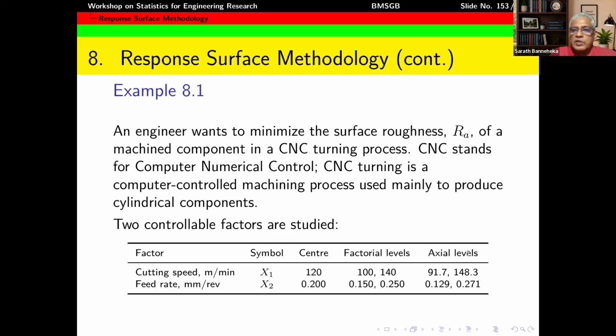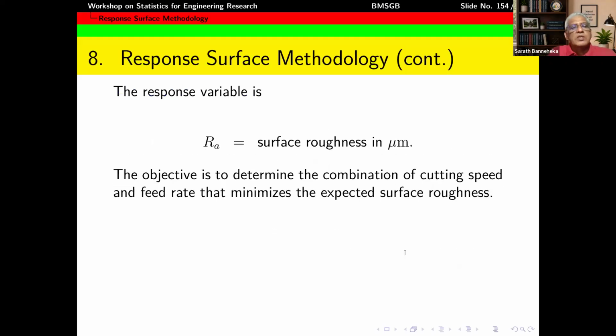So these values actually correspond to some coded values, as I will show you in a couple of slides. So the response variable is RA, that is the surface roughness. The objective is to determine the combination of cutting speed and feed rate that minimizes the expected surface roughness. So we want to minimize the expected surface roughness.